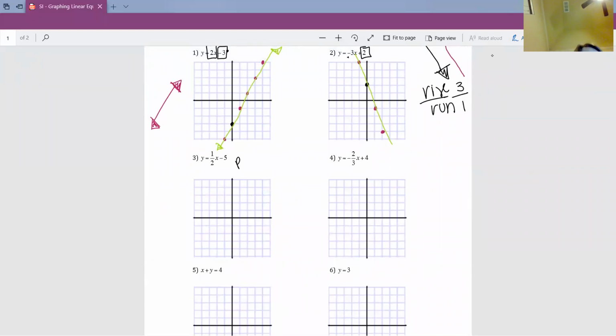So this is a positive graph. So we know it's going to go this way. So find our x-intercept, which is -5. 1, 2, 3, 4, 5. Okay. Now we've got to find our rise and our run. So here it gives us a fraction, which is exactly what that is. So your rise is 1 and your run's 2. So you're going to go up 1 over 2, up 1 over 2, up 1 over 2, and then connect those.